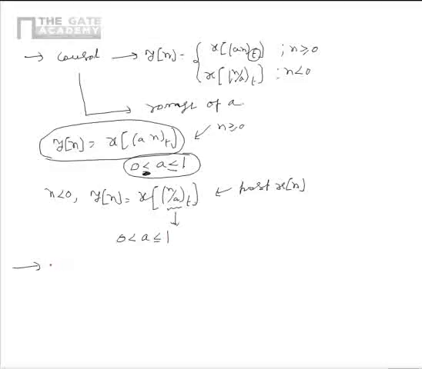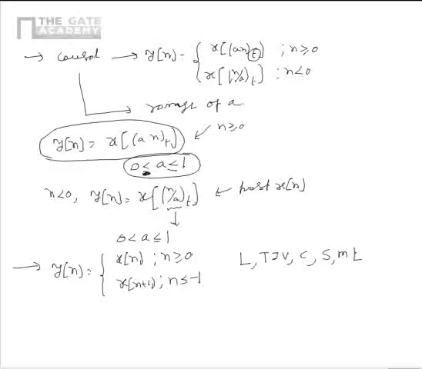Now let us consider another discrete time system. y of n is equal to x of n for n greater than or equal to 0, and x of n plus 1 for n less than or equal to minus 1. We have to find if the system is linear, time invariant, causal, stable, memoryless, and invertible.